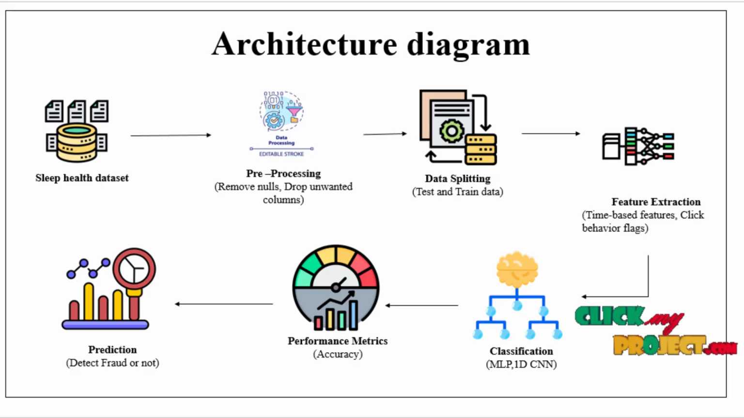This is our workflow diagram. First, we collect the dataset from Kaggle and carry out the preprocessing step, removing null values and dropping unwanted columns. Then we carry out the data splitting, where the whole dataset is split into train and test. Then we carry out the feature extraction, time-based features and click behavior flags, and then the classification model.